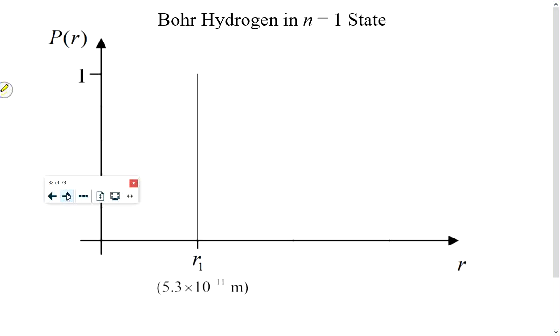All right, so I'm going to take an opportunity here to contrast what Bohr says hydrogen is like and what Schrodinger, or the quantum mechanical model, would say it's like. And this is a graph showing Bohr hydrogen in the n equals 1 state, which means the electron is in the ground state. And on the vertical axis, we have the probability of finding an electron at a particular distance from the nucleus.